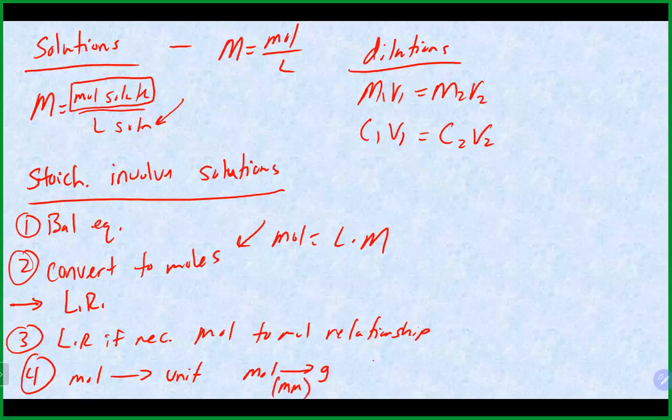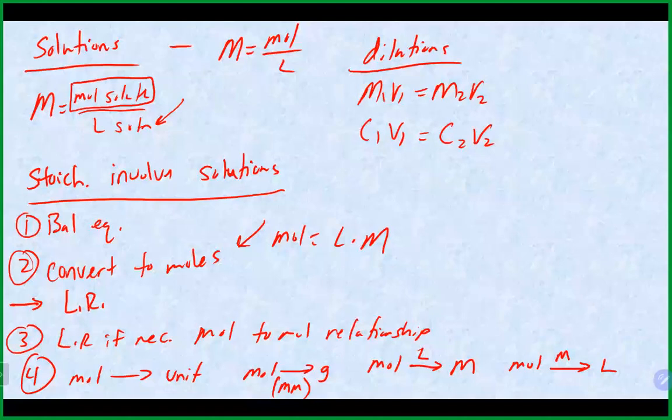But in other cases, we may take those moles, and maybe we're given a volume, and we could use that to get to the molarity. We could also take the moles, and maybe we are given the molarity, which means we could get to a volume. So at the end of that calculation, there's a few options as to how you could finish up the problem, and those are usually one of the three options here. Any questions on any of that stuff we talked about last time?